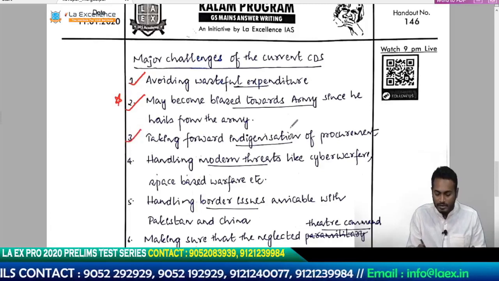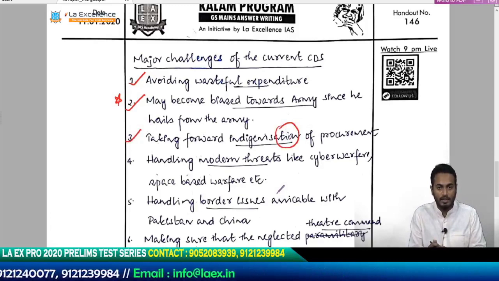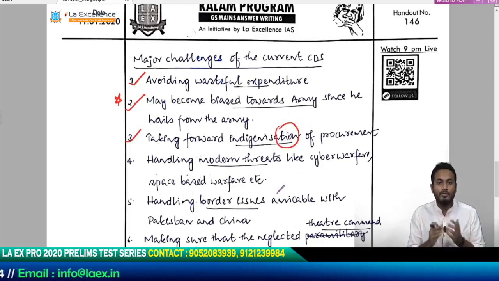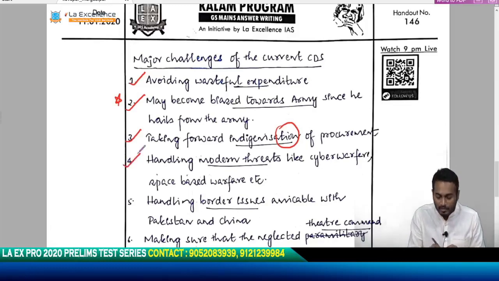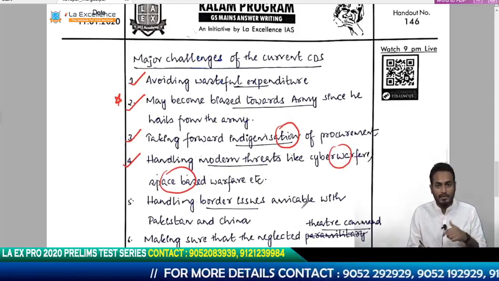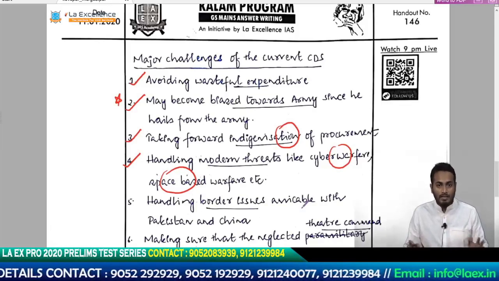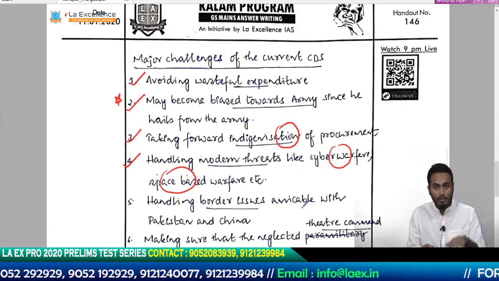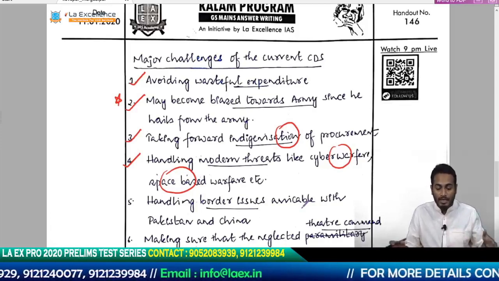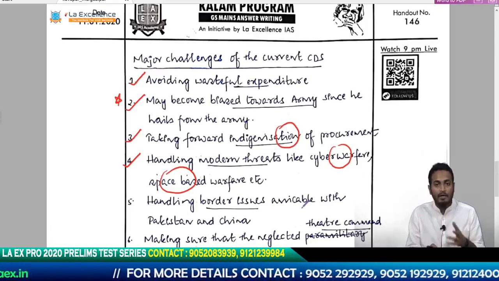Taking forward indigenization of procurement. So he has powers over procurement for the most of the defense equipment. So why not promote indigenization? He has that power. Okay. So handling modern threats like cyber warfare, space-based warfare, etc. Now he has under him 3 service chiefs. He has powers to give directives to three service chiefs, because that is the mandate of his post. He has powers over them. Because he has powers over them, he can give holistic advice. He can integrate them in order to handle modern threats.